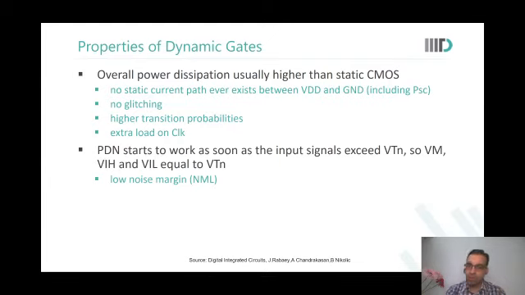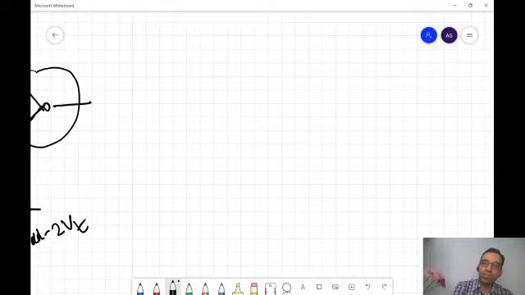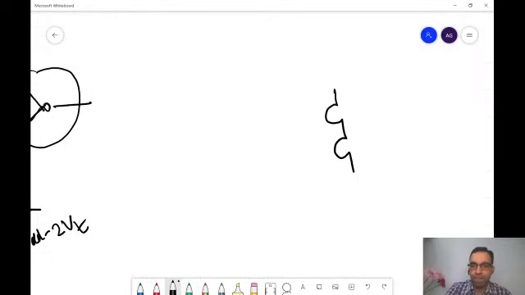Additionally, now these are positives. What is also happening is that even if there is no static path, the problem is that power consumption in these gates will be higher. Why? Let us consider a case of a static NAND. This is the last thing that we are doing. Let's consider a static 2-input NAND.